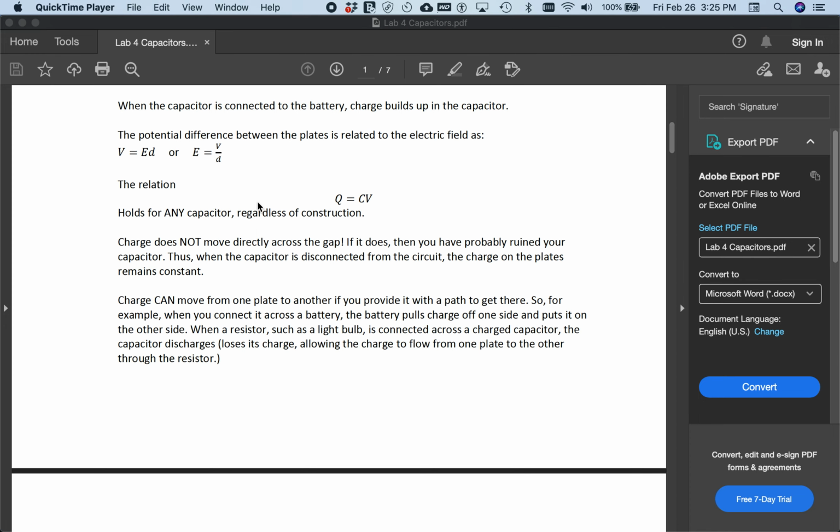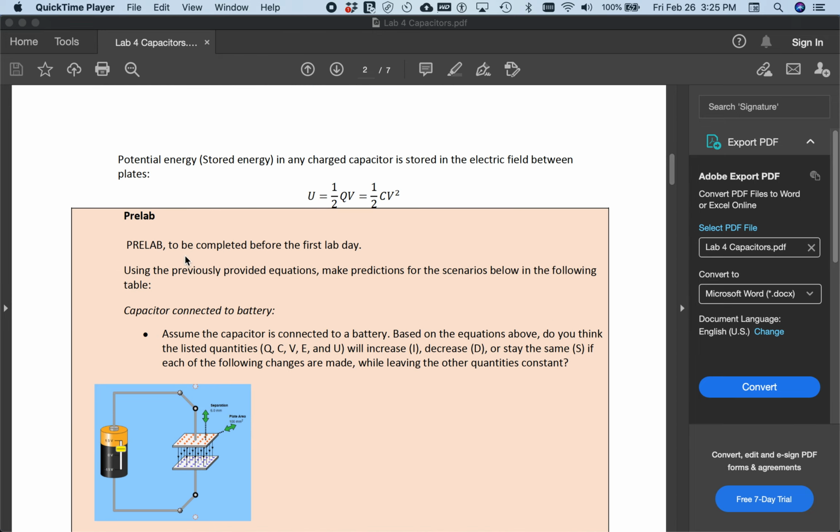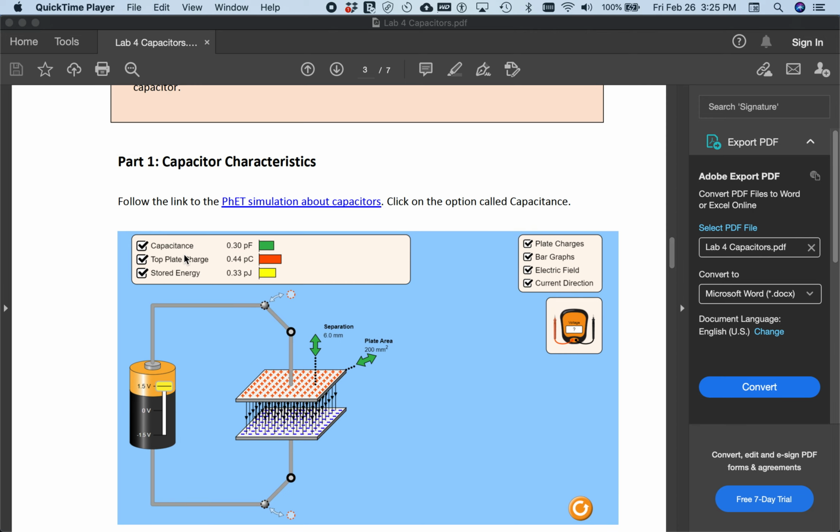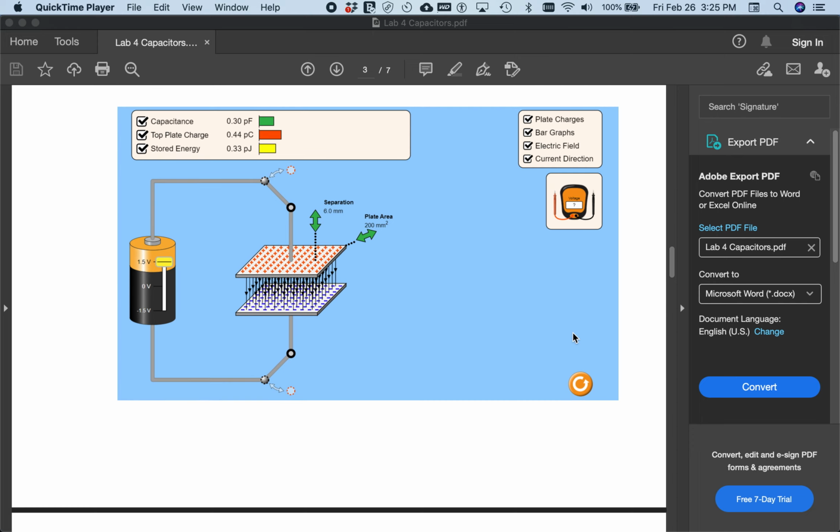So here, this is a pre-lab, we will skip this part. So let's look at what's there. Part 1, capacitor characteristics. Students are going to use the PhET simulation here. Make sure students check all of these boxes here, so they can see what is displayed, and they should also check all of these boxes here.